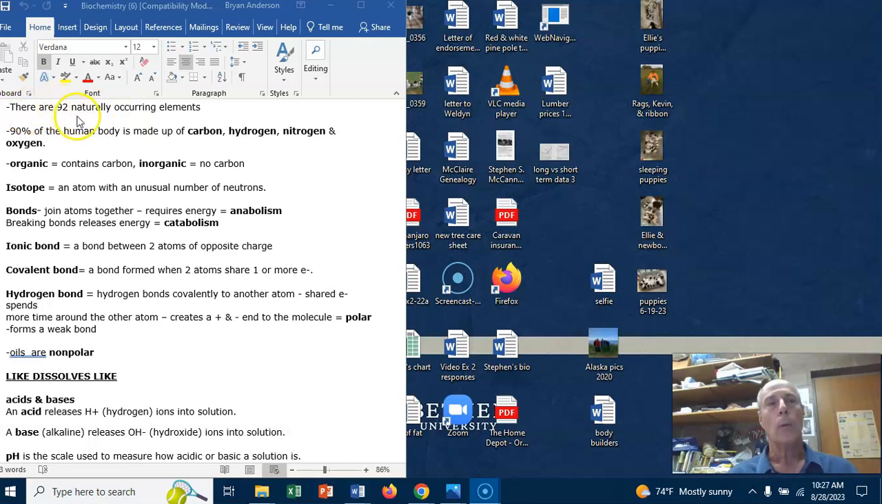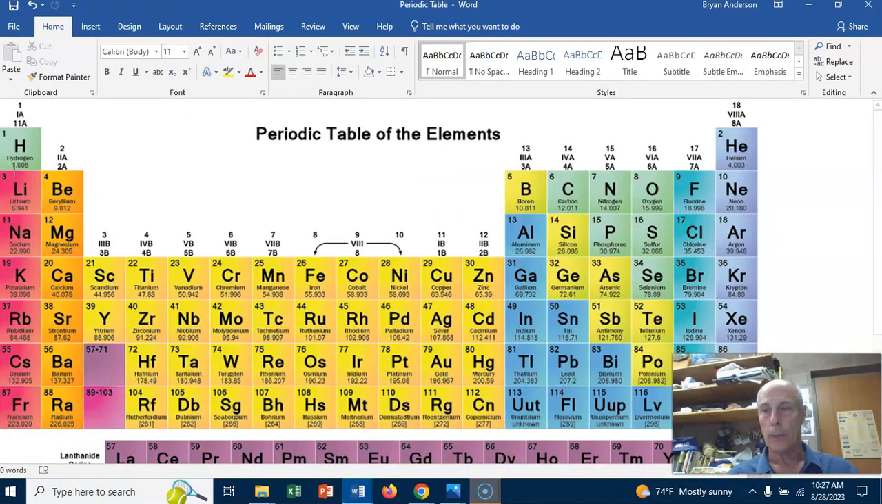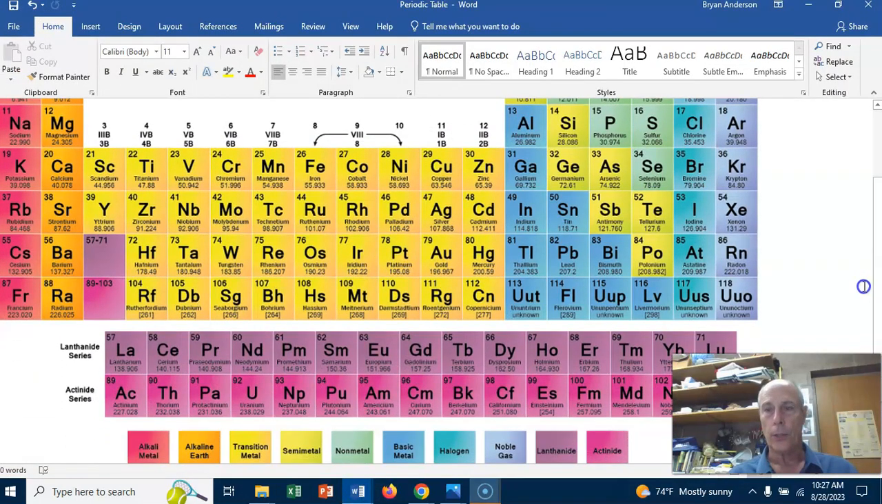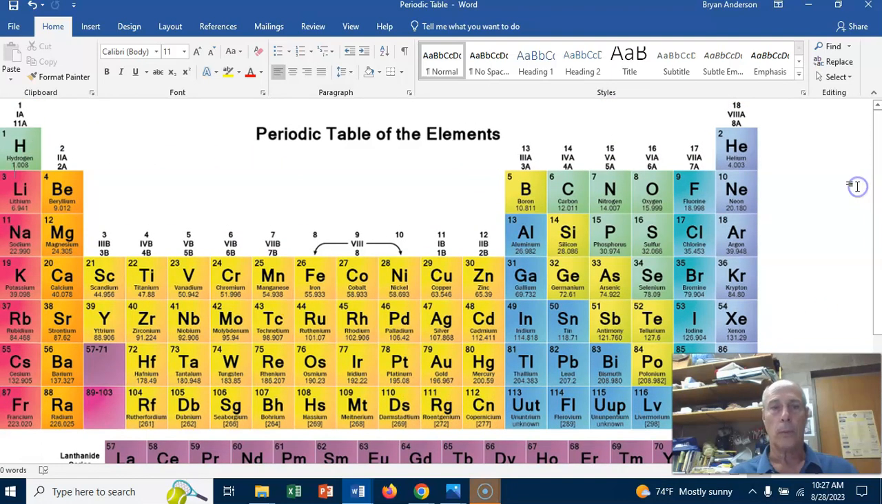But we're going to start in your notes with this line. There are 92 naturally occurring elements. If you look back at that periodic table, you'll see a good deal more than 92. In fact, this one goes up to 118. I think it might even go higher than that now. Many of these are proposed or believed to exist but have not been discovered yet. So we're not really worried about those. We're really worried about the 92 elements that are naturally occurring in our world.